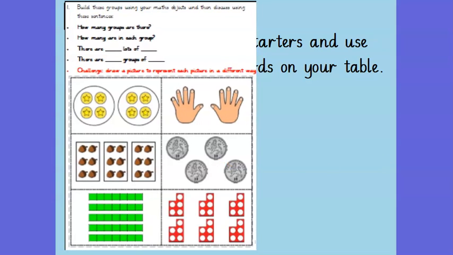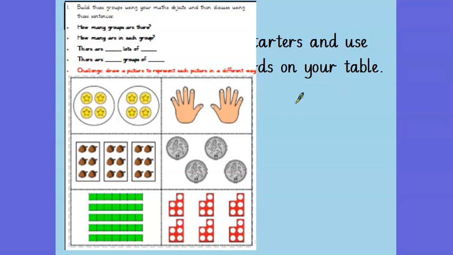So for one example, sentence 1 says how many groups are there. I'm going to do, which one shall I do to show you? I might do this one. Oh no, I think I'm going to do this one. There are 2 groups. How many are in each group? There are 5 fingers in each group. There are 2 lots of 5. There are 2 groups of 5.